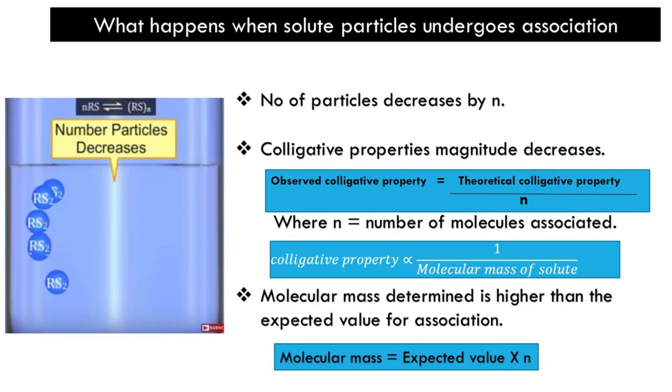Upon association, the number of particles decreases, which in turn decreases the observed colligative properties. We know colligative properties are directly proportional to the number of solute particles present, and we also know colligative property is inversely proportional to the molecular mass of the solute. Hence, the calculated molecular mass will be higher than the normal value for association.